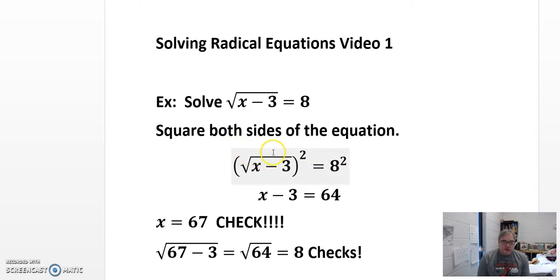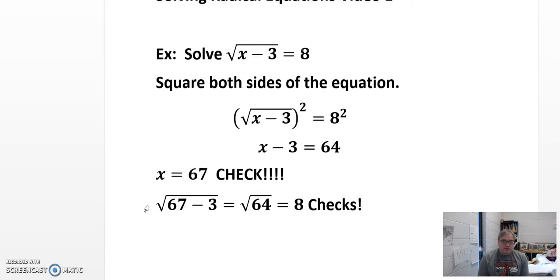Because the square root of x minus 3 times the square root of x minus 3 is going to be x minus 3. And when I square both sides, I get 64 on this side. And when I continue solving, x will be equal to 67. But one thing you have to do on these is always check them. So we're going to take the 67 and plug that back in for x. And the question is, when I do that, do I get 8 for an answer? And as you can see, it does work out.